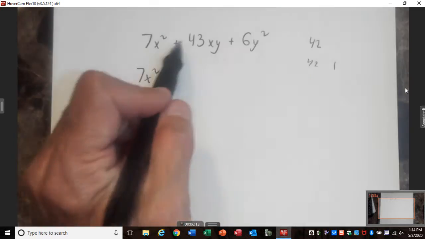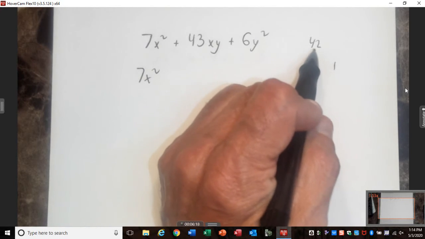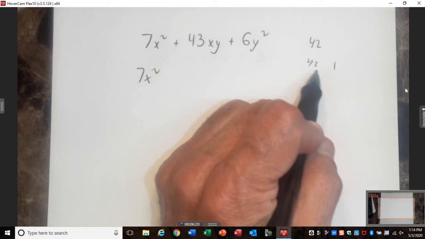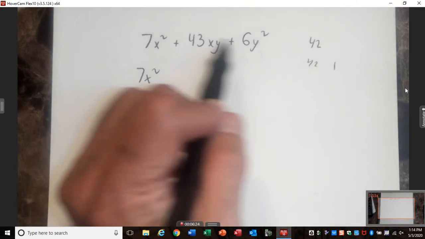Don't worry about the x's and y's. 7 times 6 is 42. You want factors of 42 that add up to 43. Well, that's 42 and 1. See, 42 times 1 is 42. 42 plus 1 is 43.